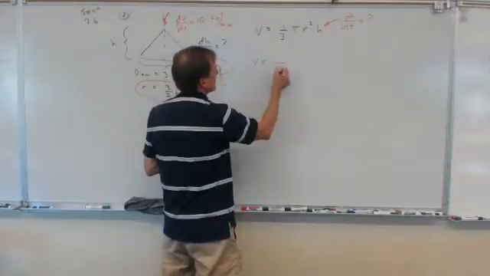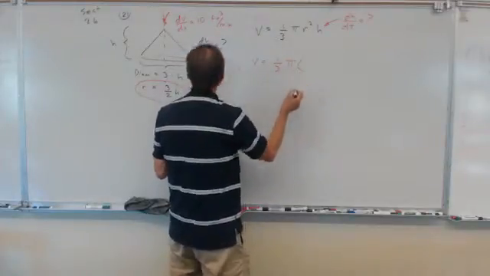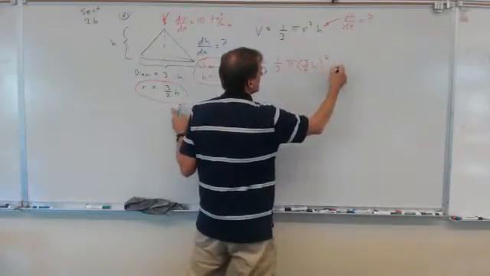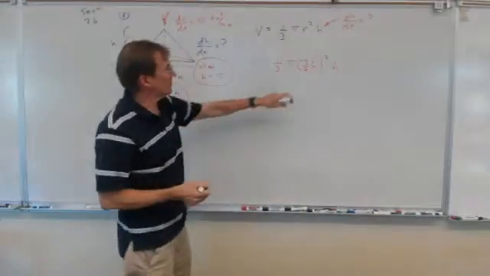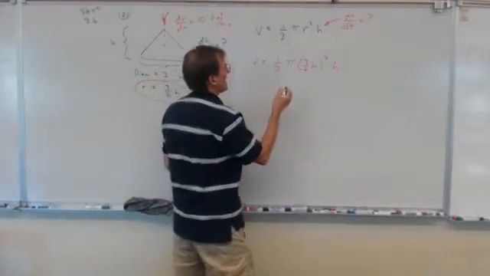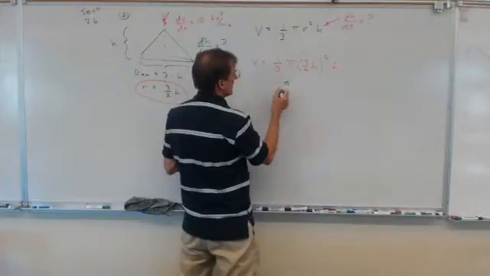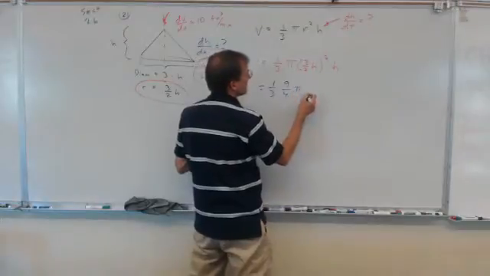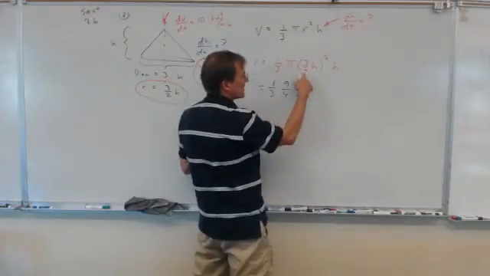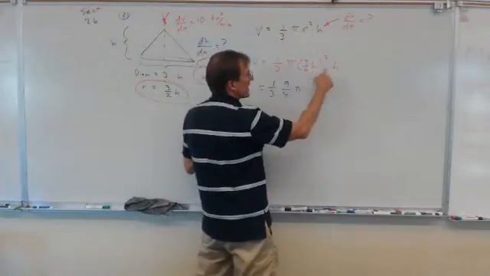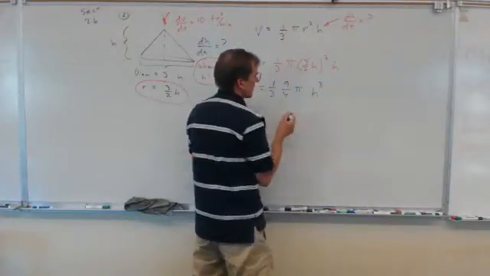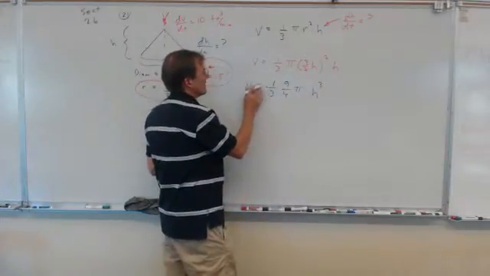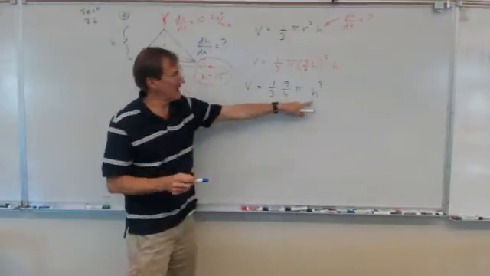So volume is 1/3 pi, and instead of r, I'm going to put 3/2 h, squared, times h. I'm going to simplify that a little. I square the 3/2 and get 9/4, I square the h, and this other h is going to give me h cubed. So h squared times h would be h cubed. So volume is equal to that. There I've got a relationship involving just volume and h.